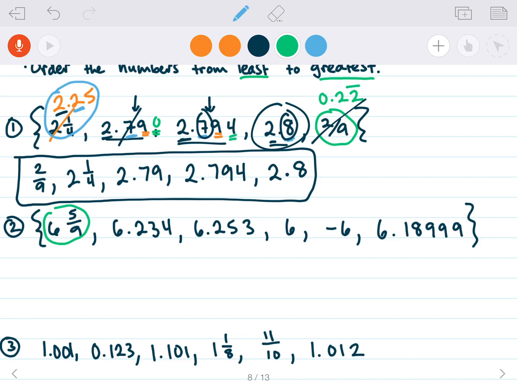6 times 9 is 54, and plus 5 is going to be 59. So this becomes 59 over 9. And when we do the division, when we actually put in 59 divided by 9 in our calculator, we get 6.55 repeating. So this is 6.55 repeating. All right, and then we just carry the other numbers down. And so now we can put these guys in order.